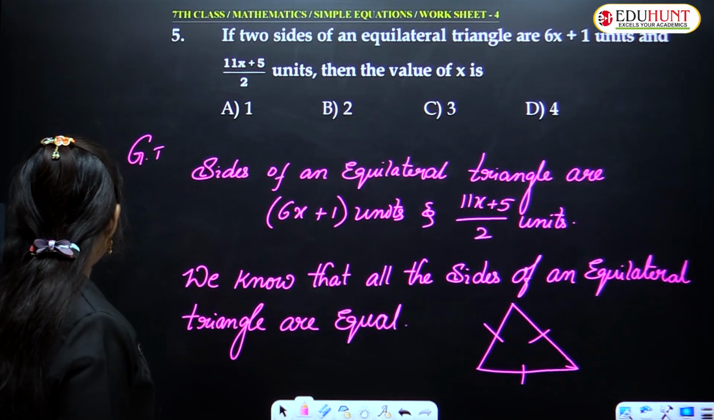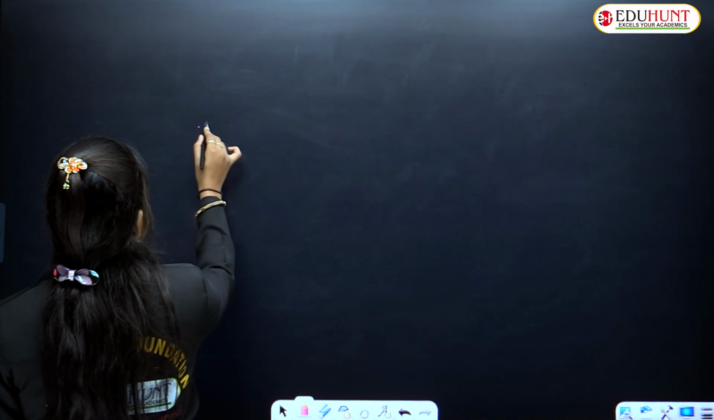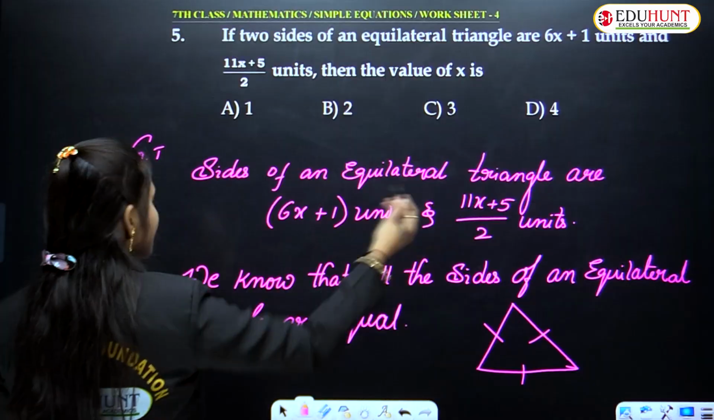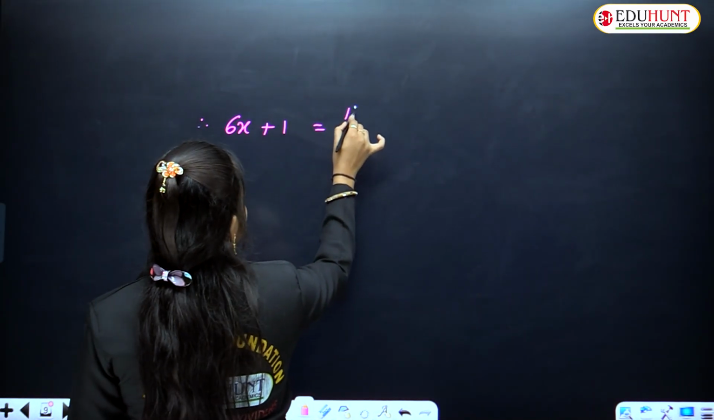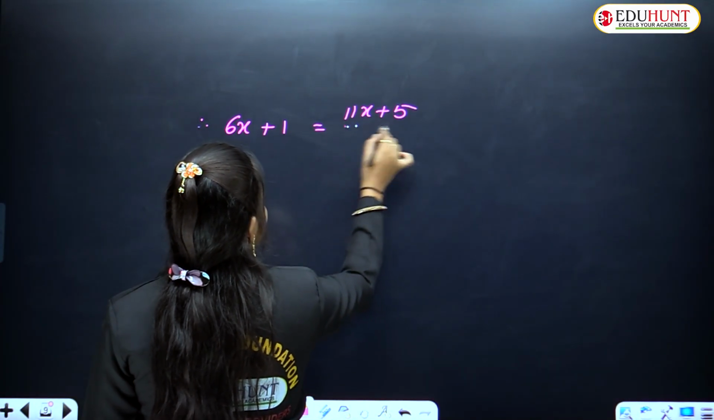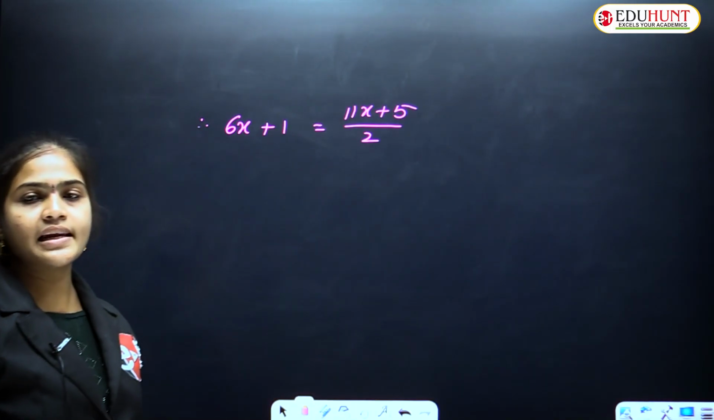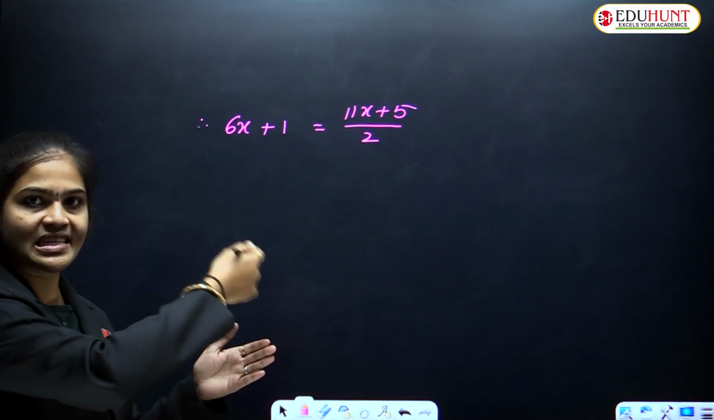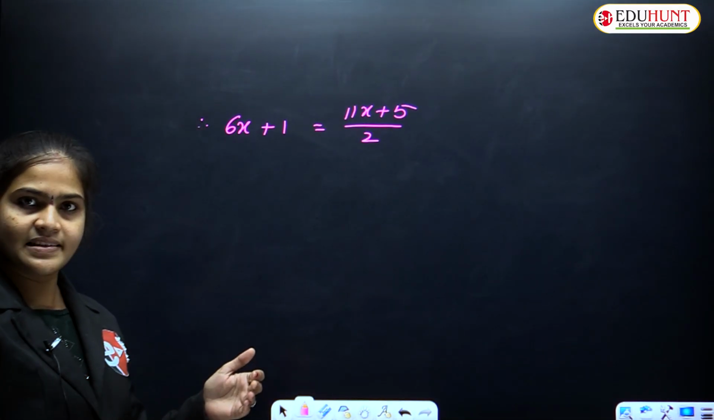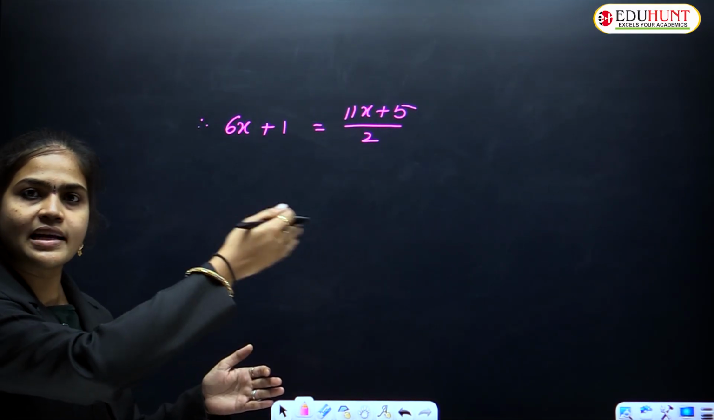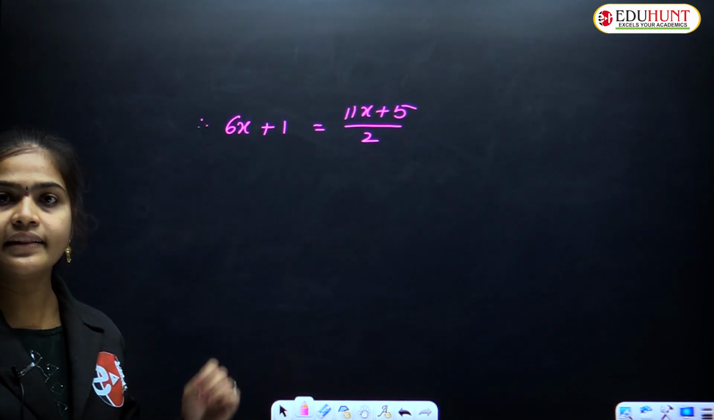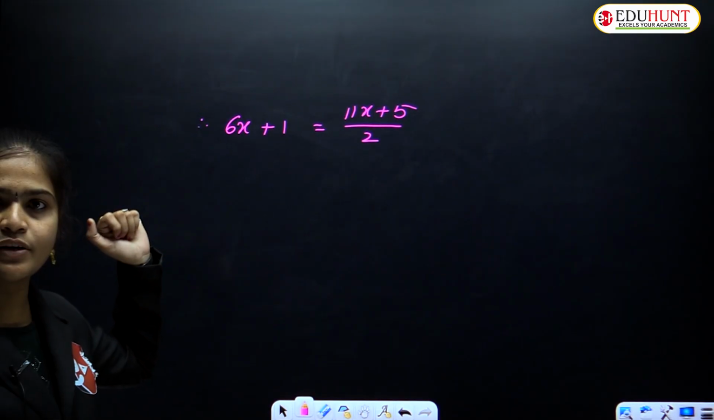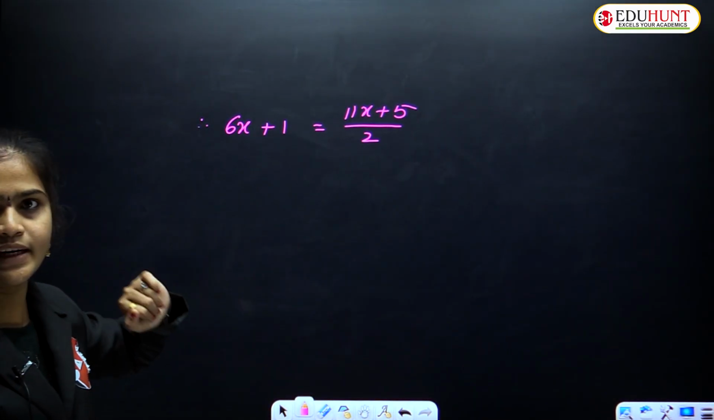As per that condition, we can write 6x plus 1 equals 11x plus 5 by 2. Why? Because any two sides are equal. Not only any two, all three sides are equal: one side equals another, this equals the third, and the third equals the first. But here two sides are given, so we can take those two sides as equal.